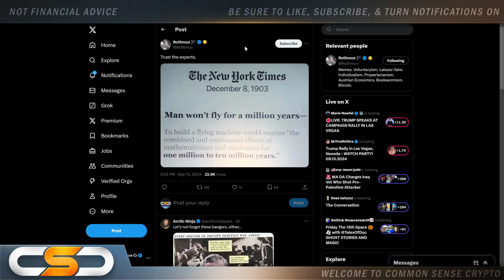Trust the experts. The New York Times, December 8th, 1903: Man won't fly for 1,000,000 years. To build a flying machine would require the combined and continuous efforts of mathematicians and mechanics for 1 million to 10 million years. Now think about what's going on right now with technology.